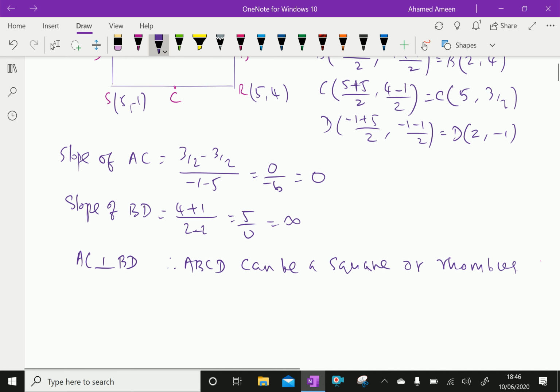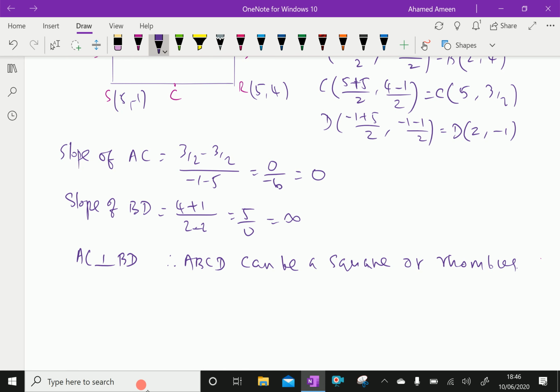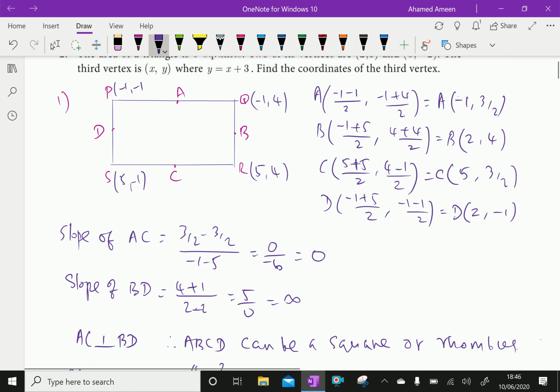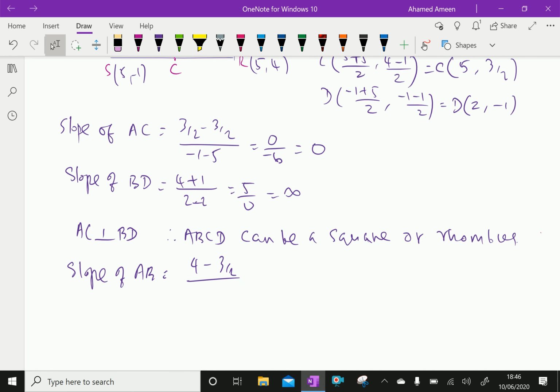Now, next, slope of AB, a side of the inner quadrilateral. Slope of AB is (y2 minus y1), that is 4 minus 3 by 2, over (2 minus (-1)), which is 2 plus 1. So that is 5 by 2 over 3, which is equal to 5 over 6.